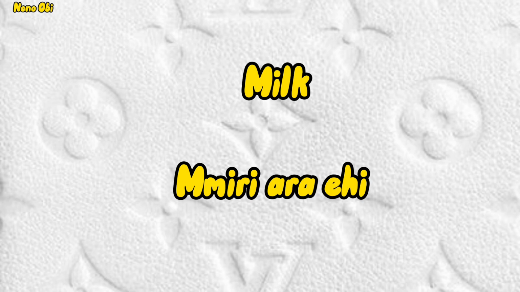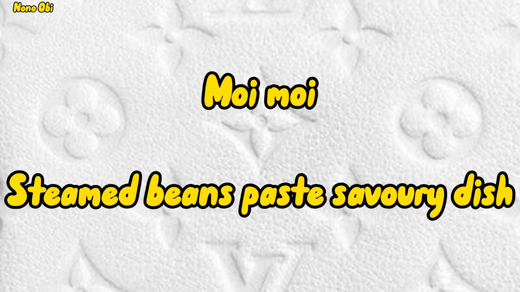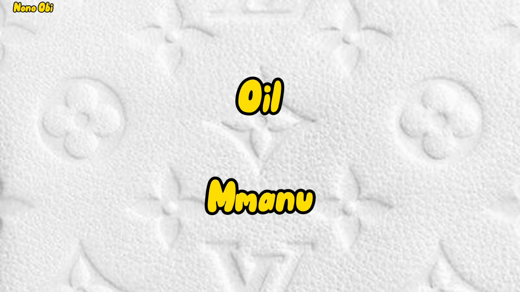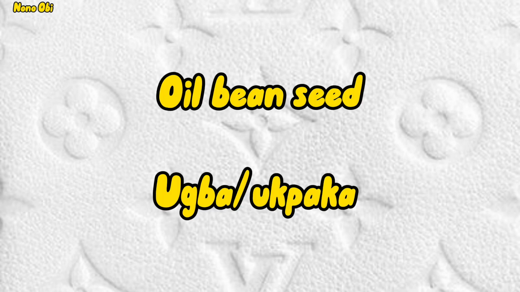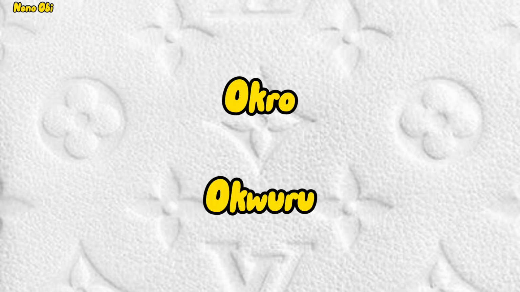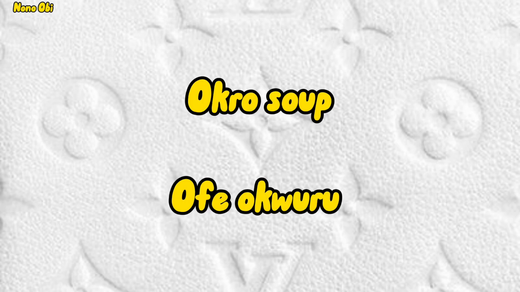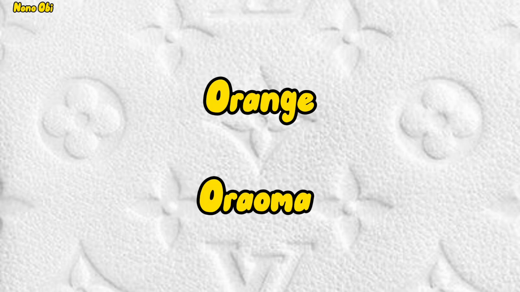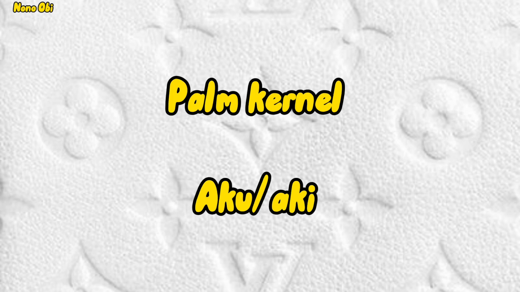Milk, mmiri ara ehi. Moi moi, steamed beans paste, a savory dish. Do you understand? Mushroom, eru. Oil, mmanụ. Oil bean seed, ụgba. Okro, okro. Okro soup, ofe okro. Onions, ayo, or yabasị. Orange, oroma. Palm kernel, akụ, aki.